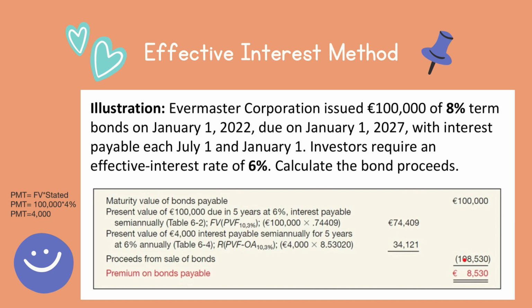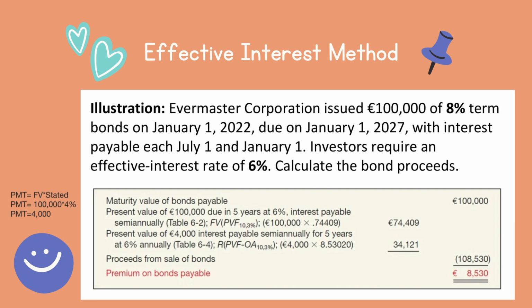As you can see, it's greater than 100,000. The present value is greater than the face value. Why? Because the stated rate was greater than the effective rate, or yield, or market rate. Okay, so when the stated rate is higher than the market rate, it's going to be issued at a premium, meaning the present value will be greater than the face value. And the difference is 8,530. We call it premium on bonds payable.